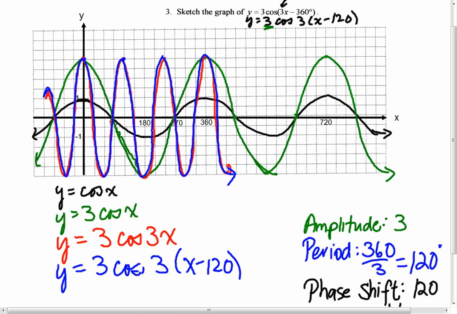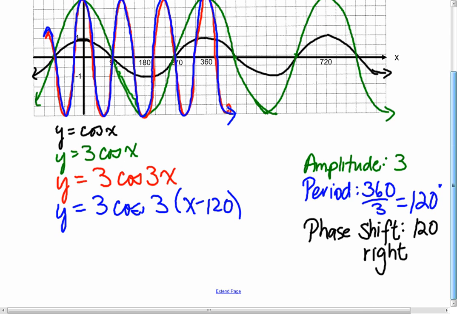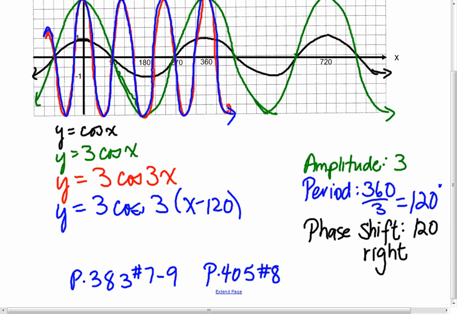Wonderful. Right, some for you to practice. In your textbook, page 383, 7 to 9, and page 405, 8 to 10. We're going to be doing this for 2 days, so do it carefully, do it well.